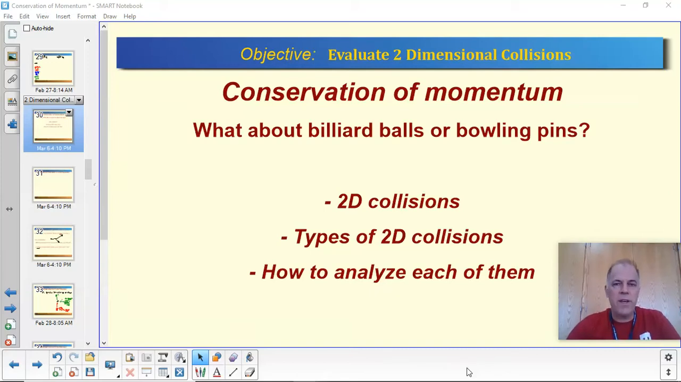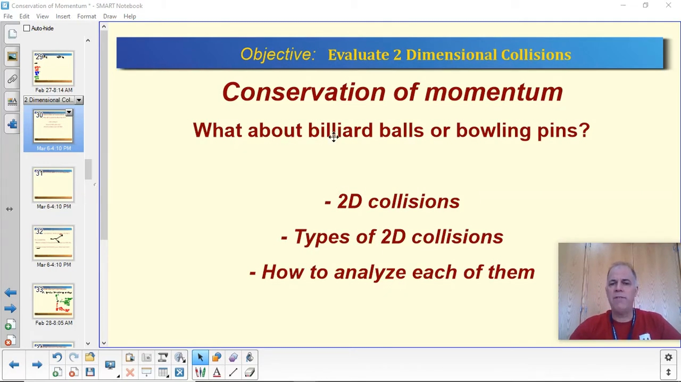Hey guys, today we're going to continue on with conservation of momentum, but we're going to look at it in 2 dimensions instead of just one. So with the air track simulator that you did last time, we were looking at things that were sliding along and bouncing into each other, going back and forth only in one direction, like carts on a meter stick. Today we're going to look at what happens when we expand that to 2 dimensions. Two-dimensional collisions, that's what we're talking about.